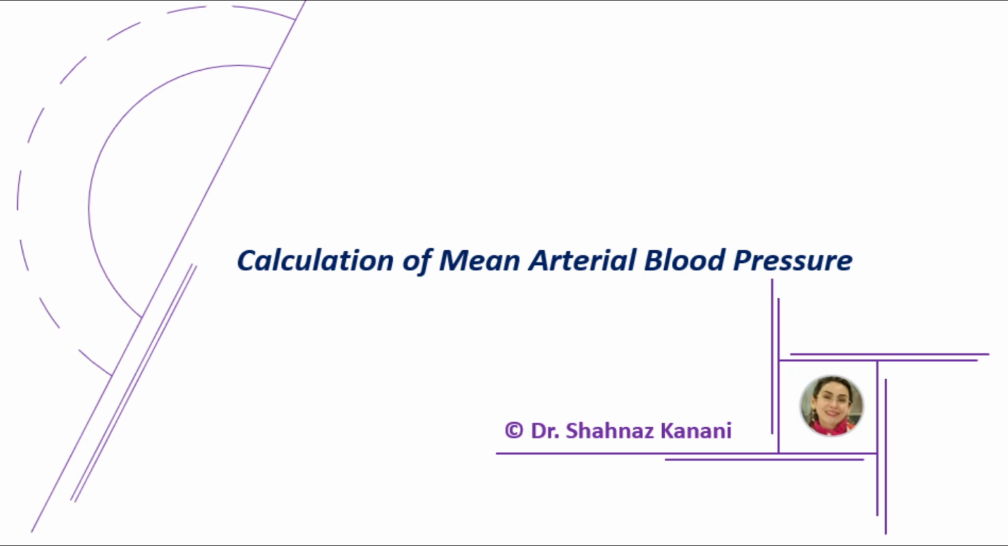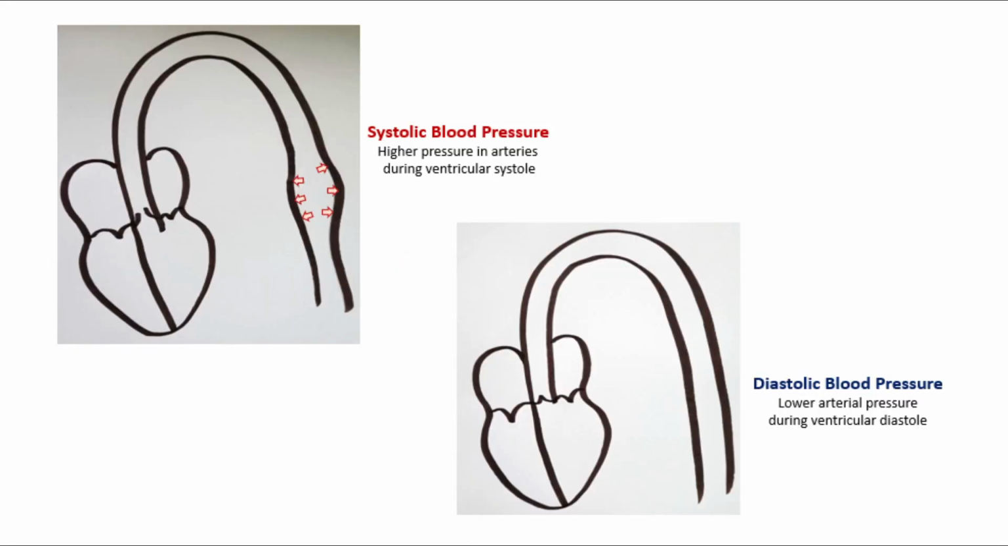We use two different formulas to calculate the average blood pressure in our arteries. In our arteries, we can detect two pressures. The higher pressure is referred to as systolic blood pressure. The lower pressure is referred to as diastolic blood pressure.